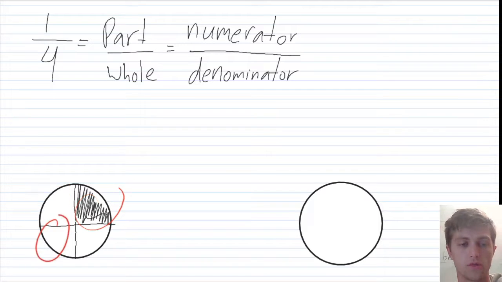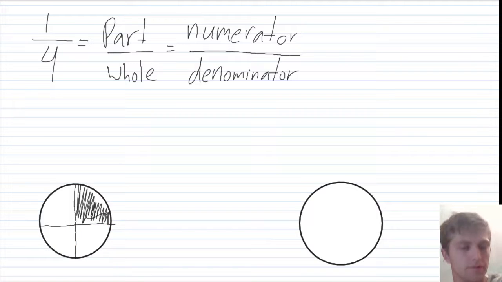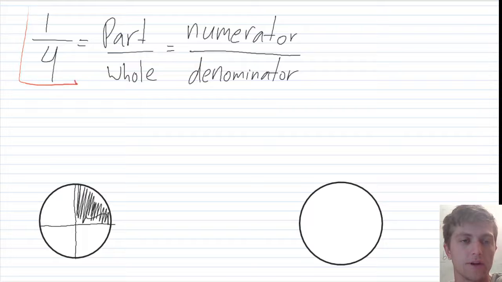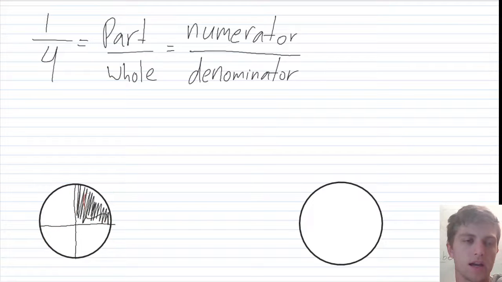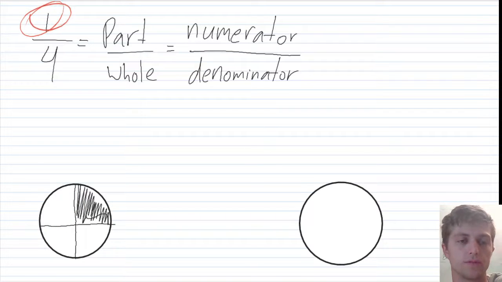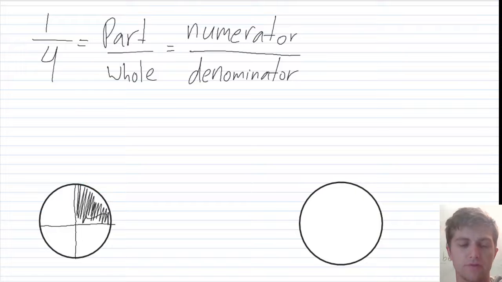1, 2, 3, 4. And how many of those 4 parts did I have? 1. That's the example I gave up here. 1 is the part of the whole, which is 4. We had 4 total, and the one we're referring to is just 1 slice. Okay, that's a fraction. You probably know this by now, just reiterating.